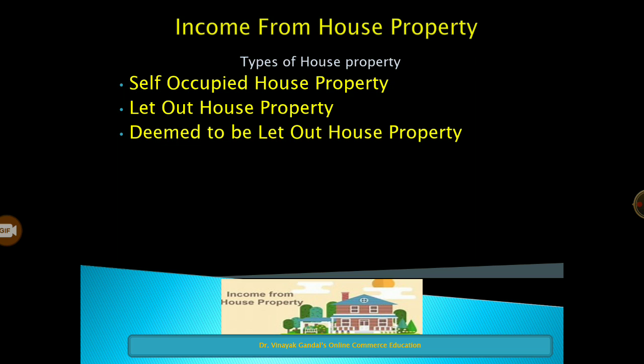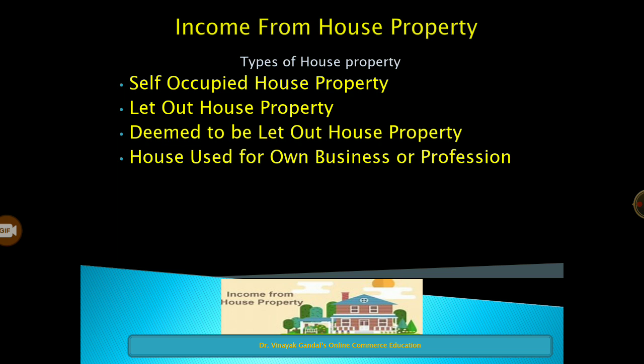And taxable income or tax liability is determined just like income from let out house property. Okay. Fourth type of house property is house used for own business or profession. Means the house which is actually used by the assessee for his own business or for his own profession.